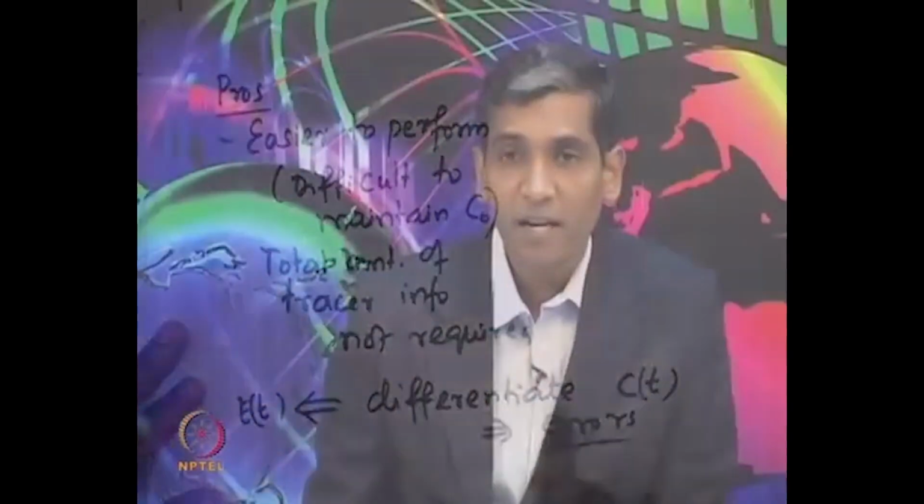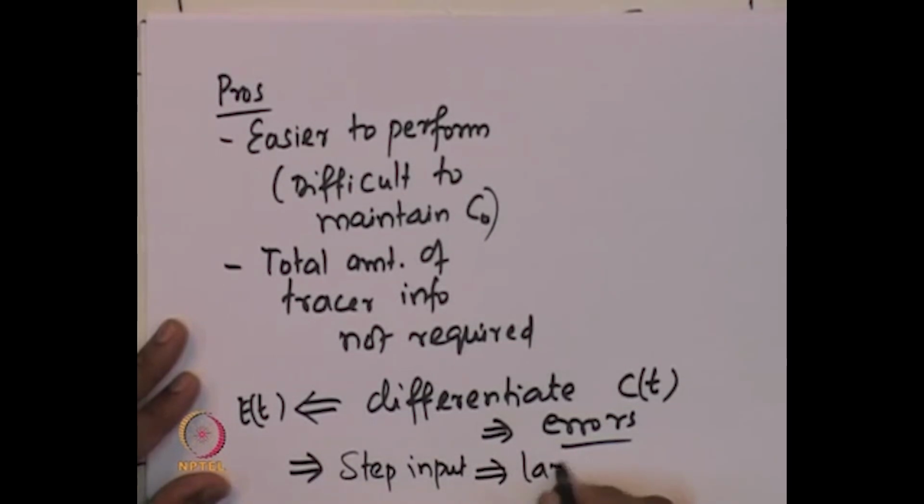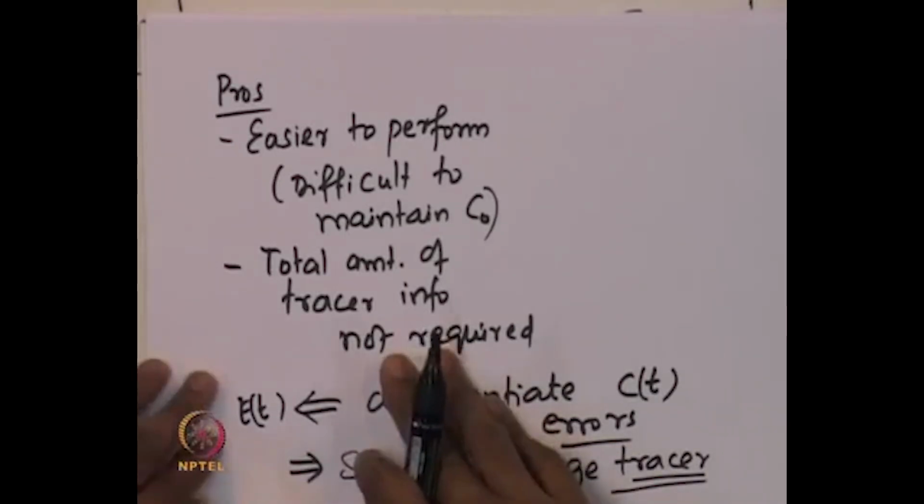Now, another major drawback of this particular method is that because one has to maintain a step input, the step input will require a large quantity of tracer, and if the tracer is an expensive material, it is not a very economical method to conduct an experiment to measure the RTD function.